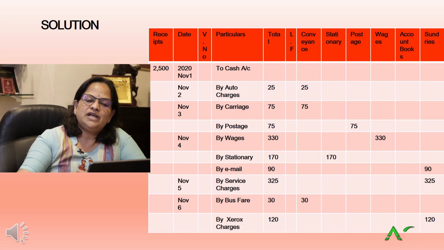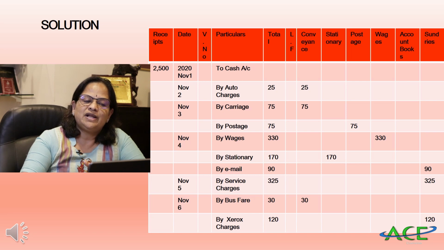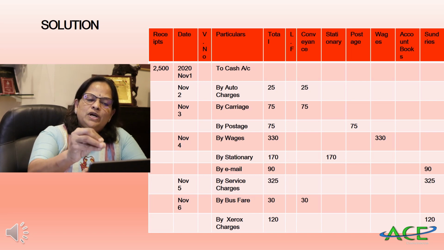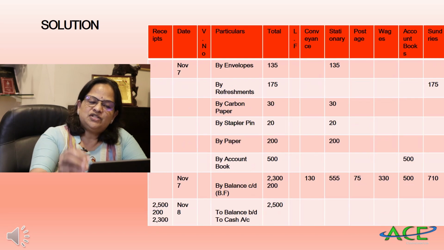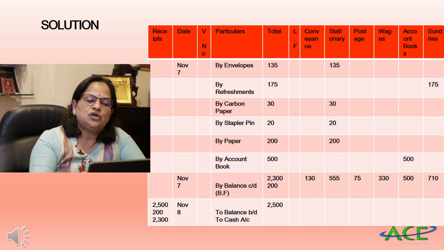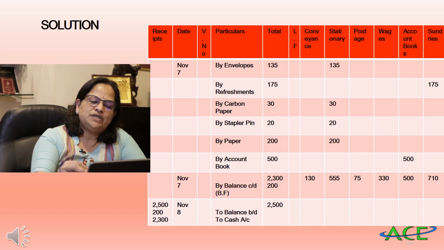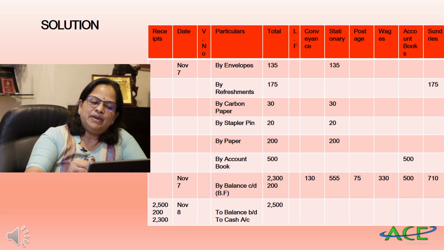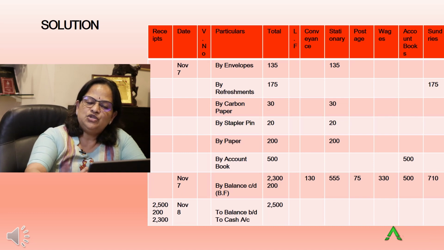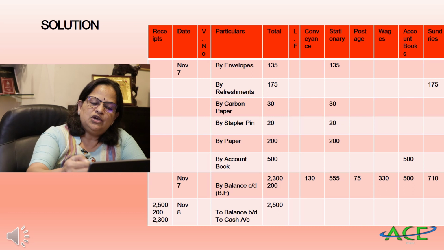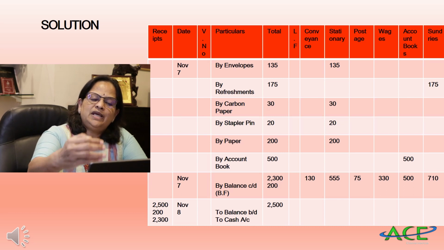By bus fare 30. Conveyance column also we are writing 30. By Xerox charges, in the total column you write 120 and in the sundry column also 120. By envelopes 135 in the total column and the stationery column. By refreshments 175 in the total column and sundry expenses column. By carbon paper 30 rupees in the total column and stationery column 30 rupees. By stapler pin 20 rupees in the total column, stationery column 20. By paper 200 rupees in the total column, stationery also 200 rupees. By account book 500 and account books individual column 500.